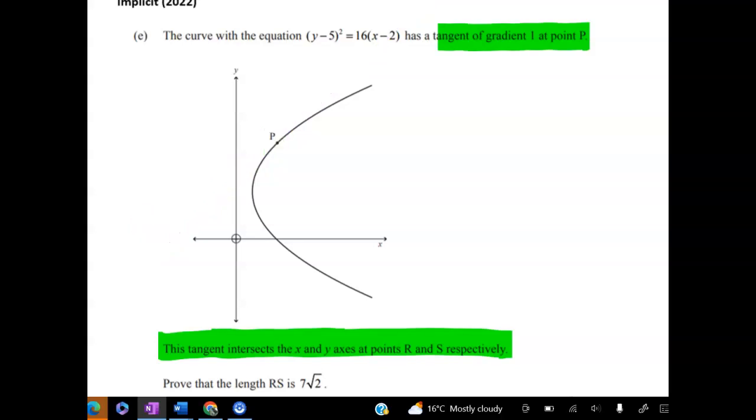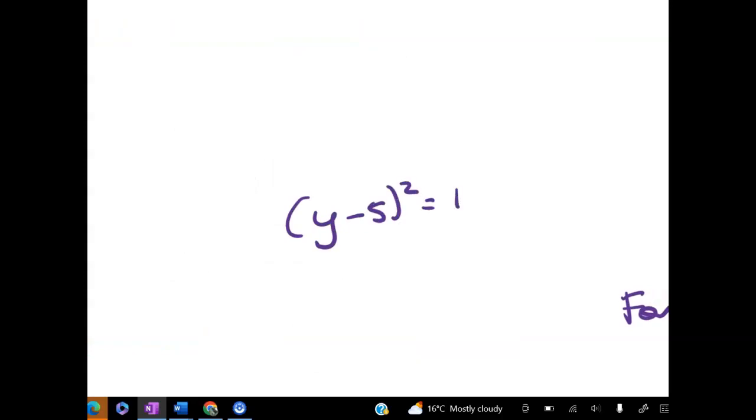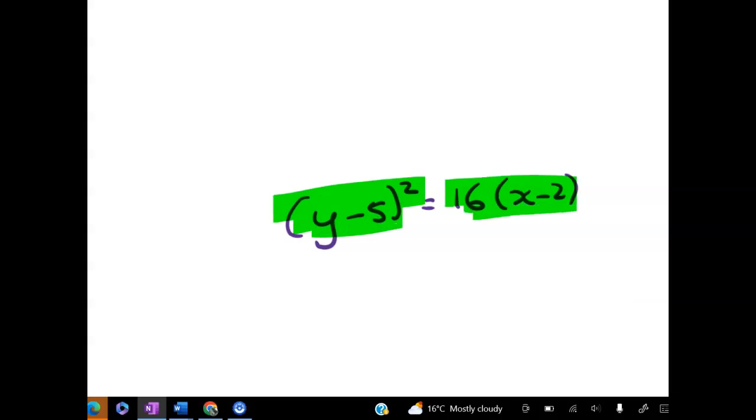Okay, let's get rid of the line for now and do the differentiation. So over here, we've got (y minus 5) squared is equal to 16 times (x minus 2). So the logic of implicit goes like this. I know that this is equal to this everywhere if I'm on the curve. And that means that if I change something on one side, that has to equal the change on the other side.